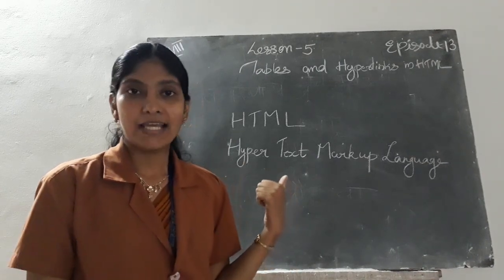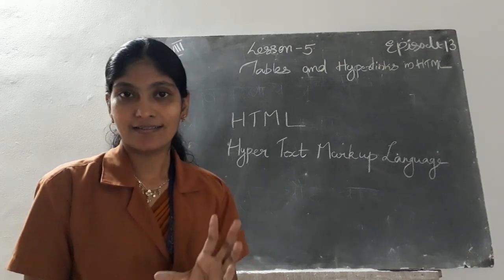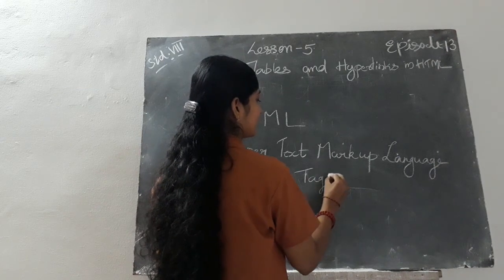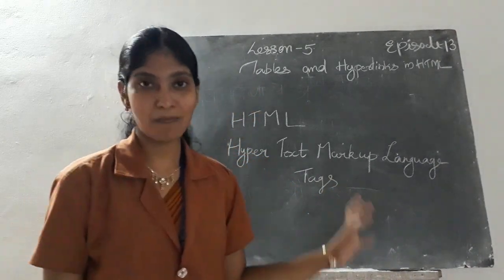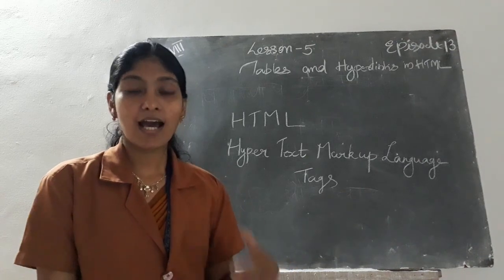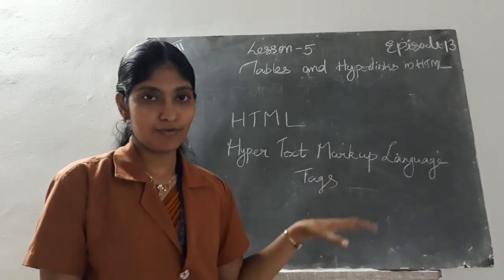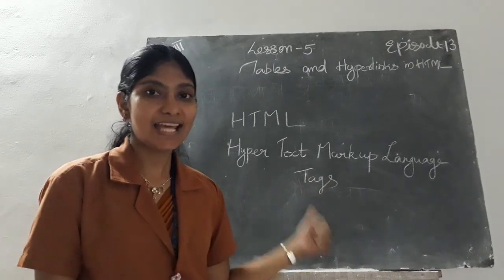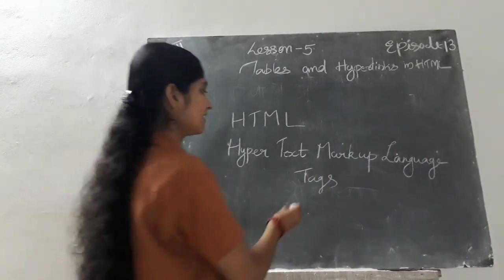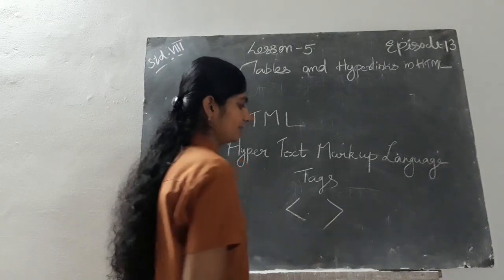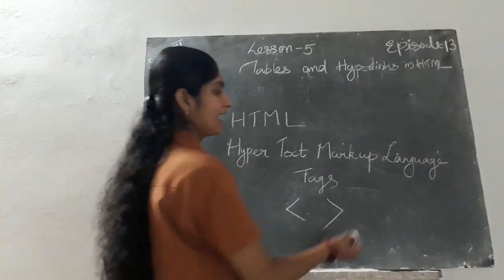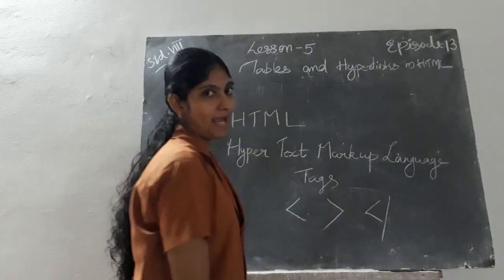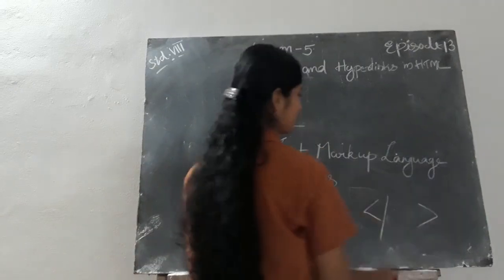Next, in this type of language there are some tags. T-A-G-S, tags. Tag means what? It is a markup which indicates how the information looks, how the body looks. We can represent a tag using this bracket. An open tag and a closed tag, which is represented using a backslash. So this is a closed tag.